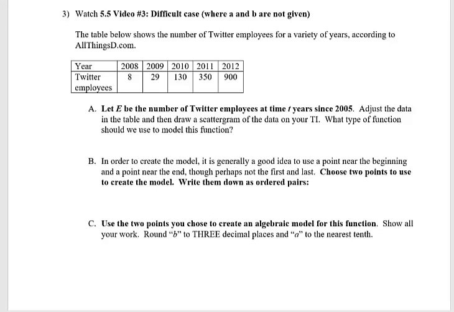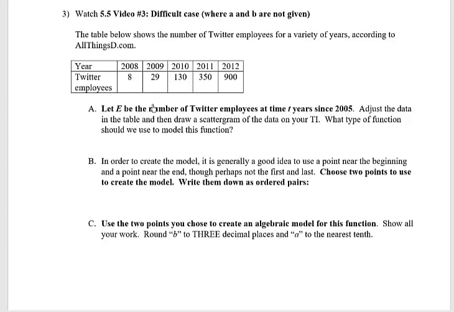This is video number 3 for section 5.5, difficult case where A and B are not given. This time our example problem comes from the world of business. We're looking at the number of employees of Twitter, and I believe this is actual data. So we've got some years, we've got how many people worked for Twitter in those years. My let statement: E will be the number of people, and T will be number of years since 2005.